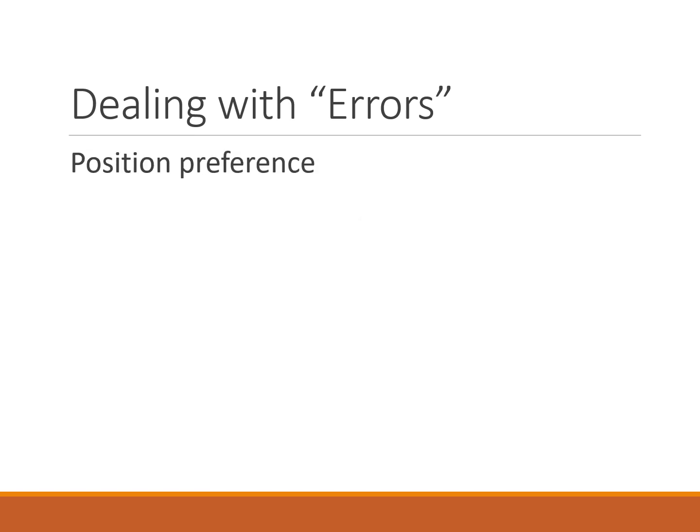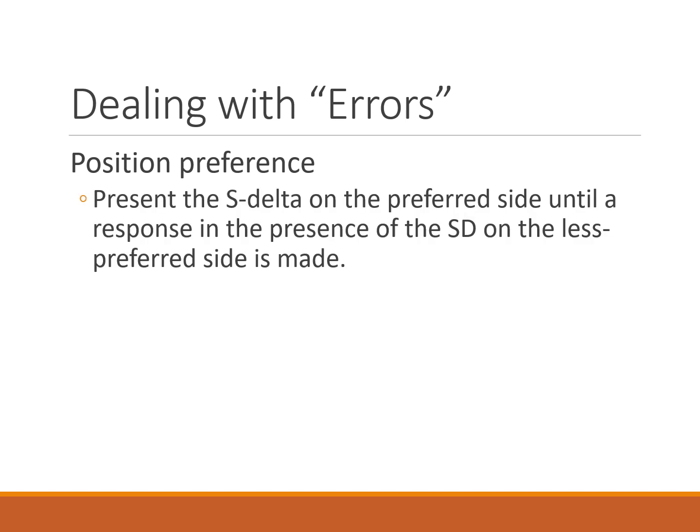When concurrent schedules are used, one other concern is position preference. That is, a learner consistently uses an operandum on one side of the chamber, table, etc., regardless of whether the SD is there or not. This can develop due to adventitious reinforcement, but how can it be addressed? A common correction procedure is to present the S delta on the preferred side until a response in the presence of the non-preferred side is made. Responding in the presence of the S delta on the preferred side is extinguished, and reinforcement in the presence of the SD is actively established.